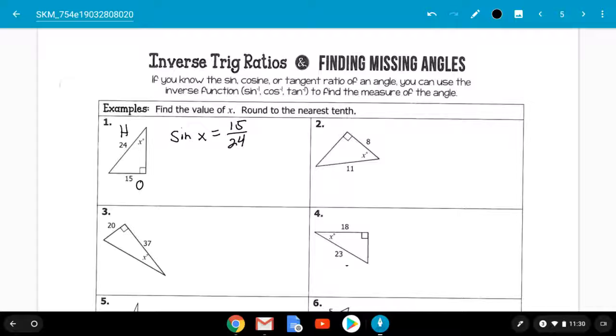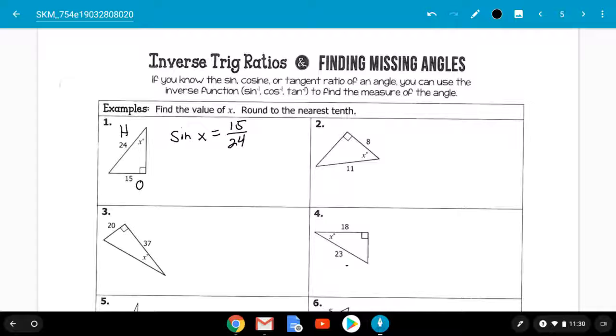So how are we going to get x though? Because now x is with the trig function. A lot of students tend to just divide each side by sine, and then they got x equals 15 over 24 divided by sine. That doesn't make sense. Because sine goes with the x. It's sine of x. They're not separate pieces.